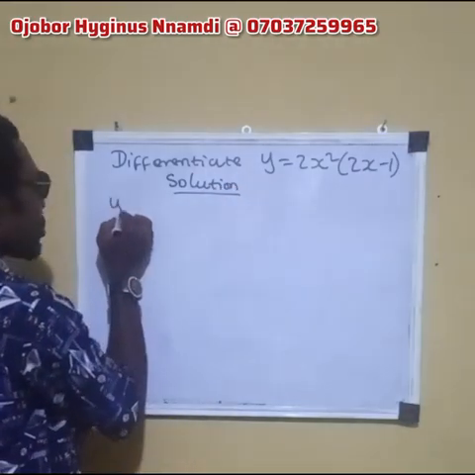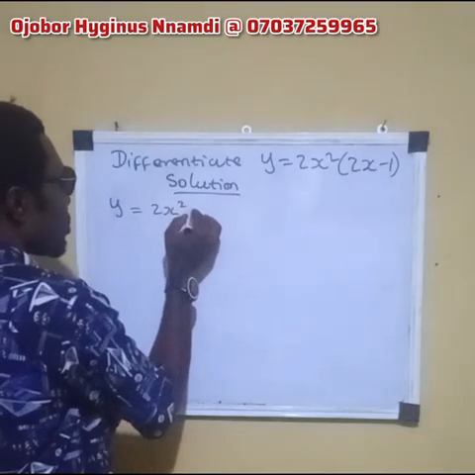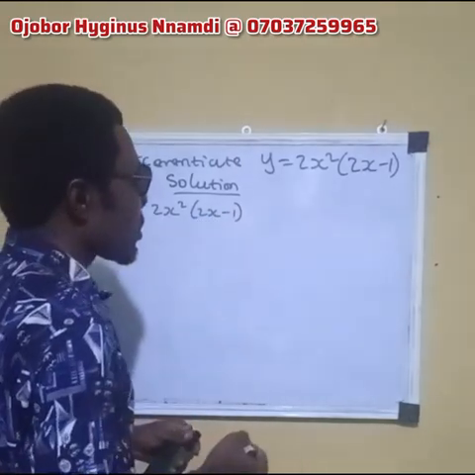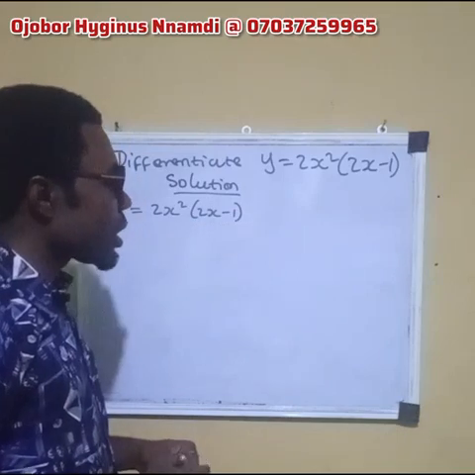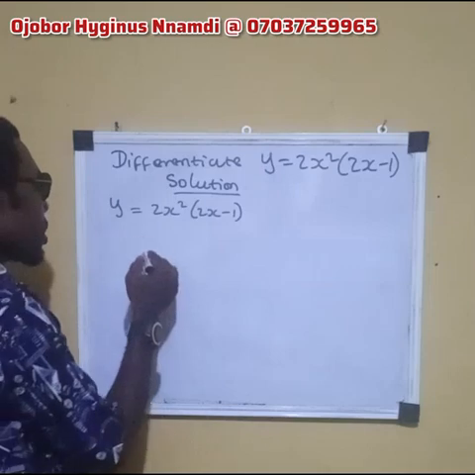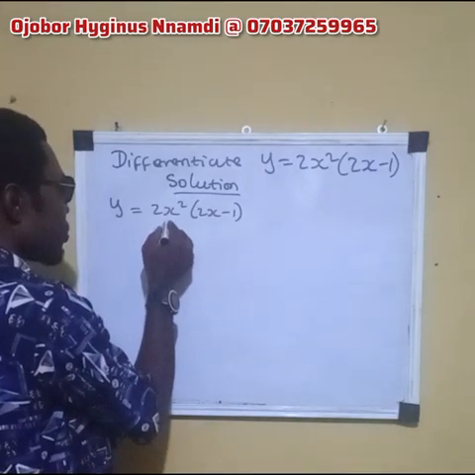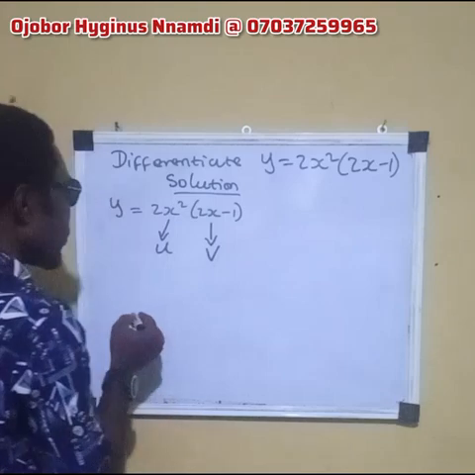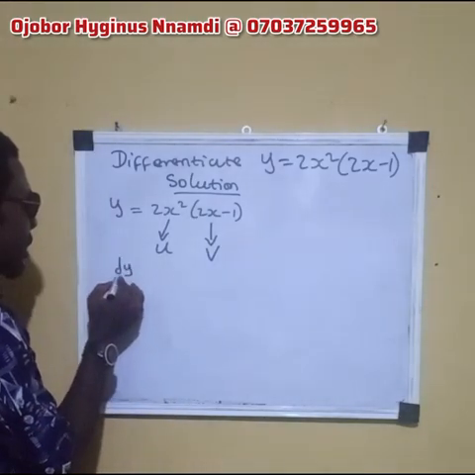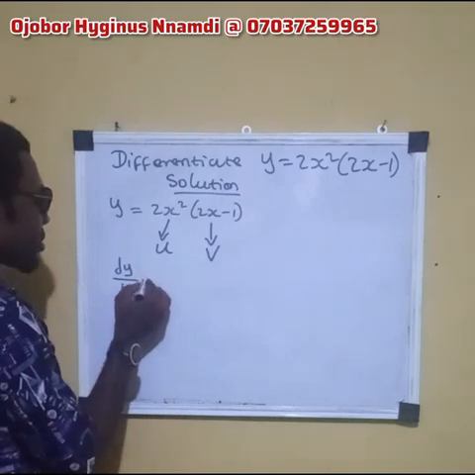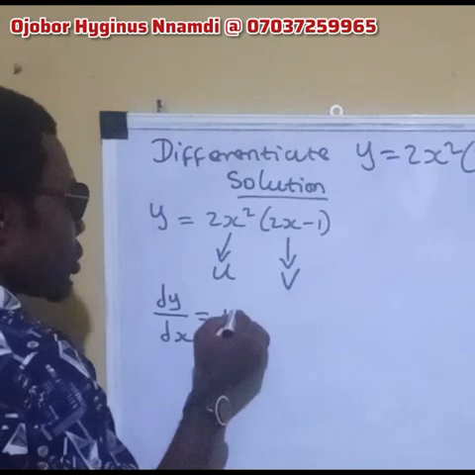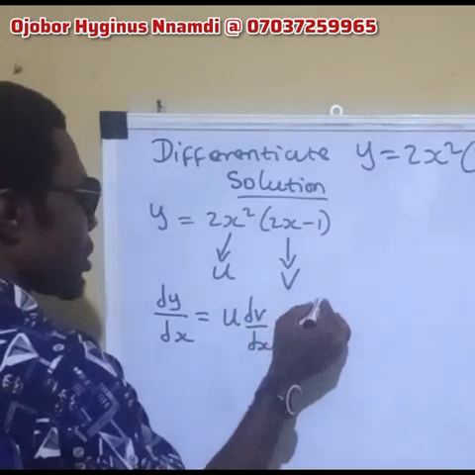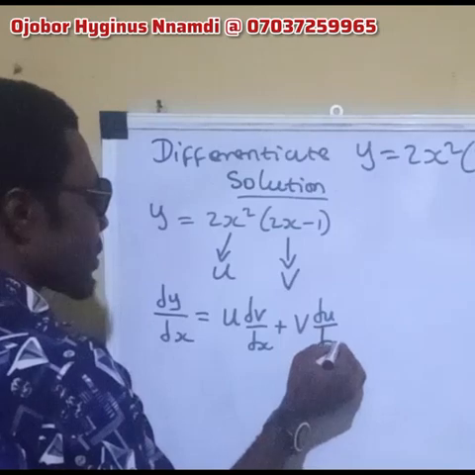You know that in product rule, you will have two factors of the equation you intend to differentiate, and we will assign the two factors u and v. So if you do that, dy over dx, which is the differentiation of y with respect to x, is u dv over dx plus v du over dx.